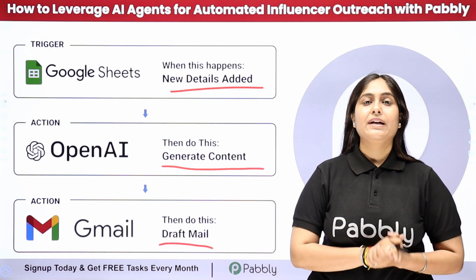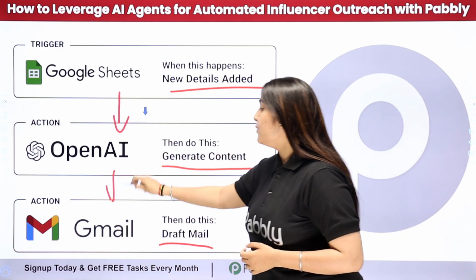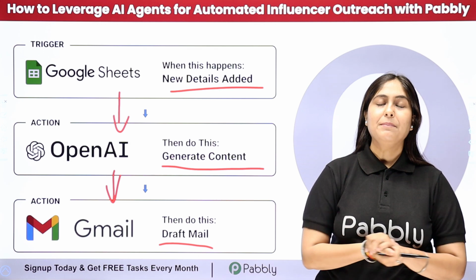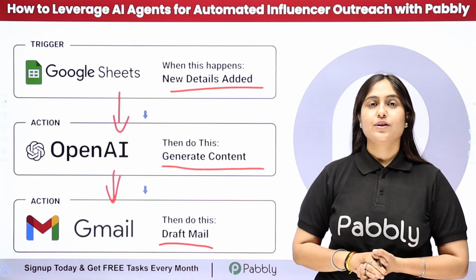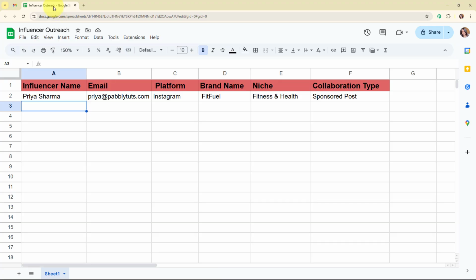So now, to automate the entire process, I need to connect my Google Sheets with OpenAI and Gmail using an automation software named Pabbly Connect. So to see the working of this automation and to learn this process step by step, let me take you to my screen. Welcome to my screen.